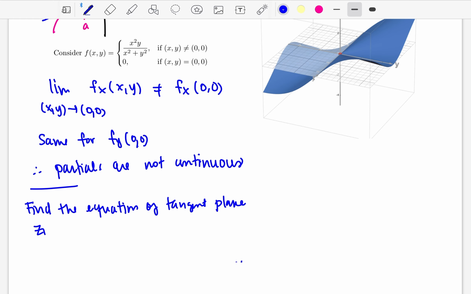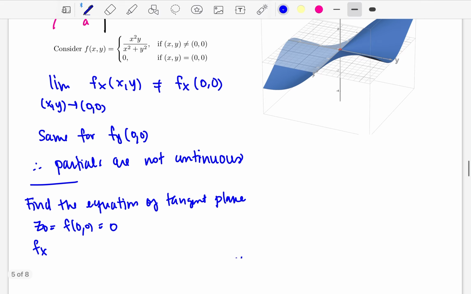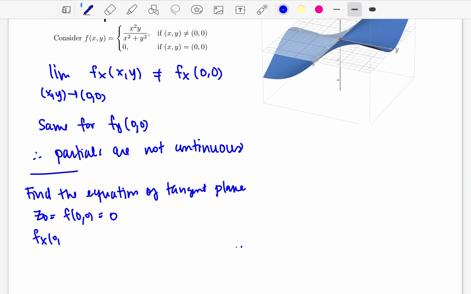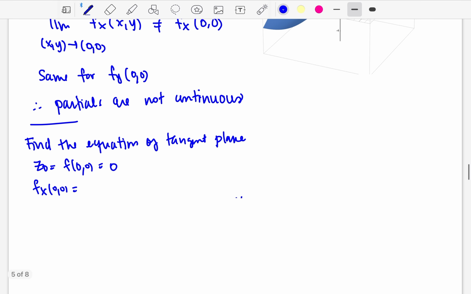We need z naught, which is equal to f of 0, 0, which according to this is just equal to 0. Then we also need the partial with respect to x evaluated at 0, 0. In this case, it's a lot easier to just use the definition rather than using the quotient rule. So I'm just going to do that.